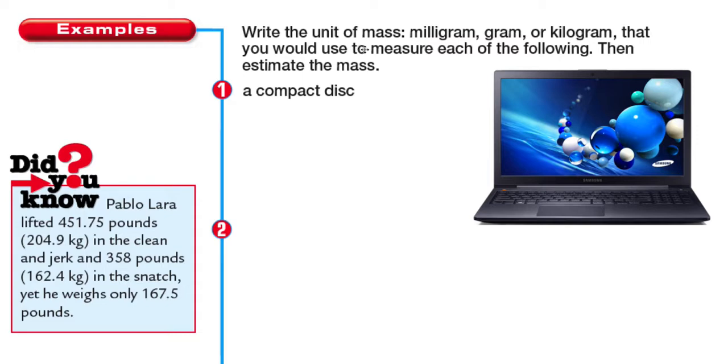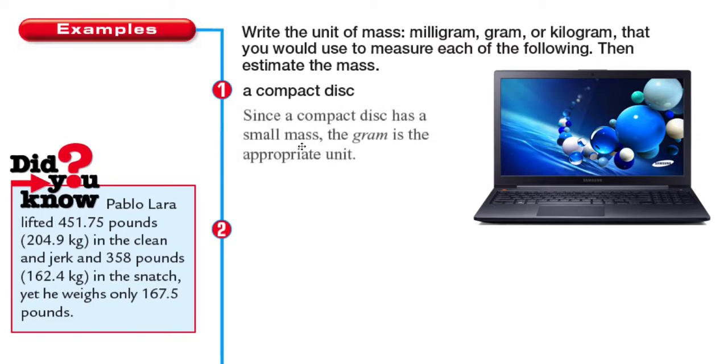Write the unit of mass, milligram, gram, or kilogram, that you would use to measure each of the following, and estimate the mass. Compact disc. Since the compact disc has a small mass, the gram is probably the appropriate unit, and the mass of the compact disc is about 50 grams.